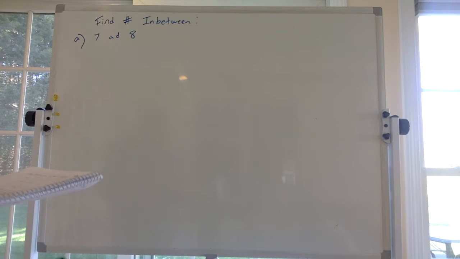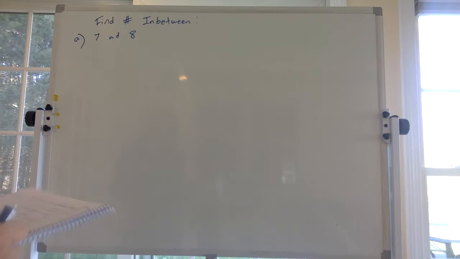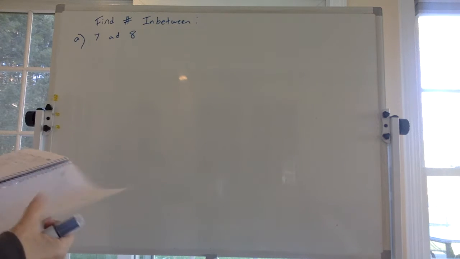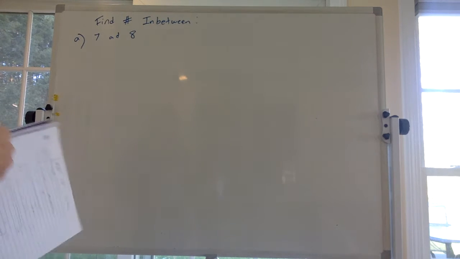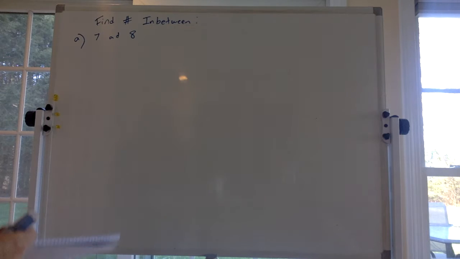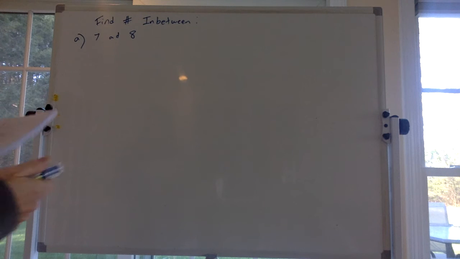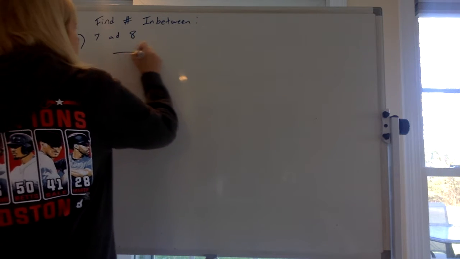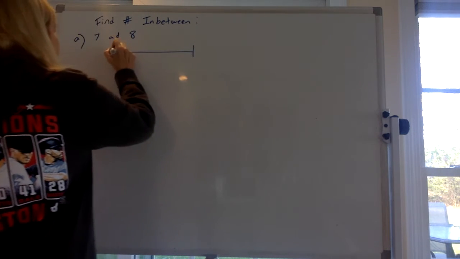Okay, everybody, in this video, we're going to use number lines in order to figure out numbers that are between two given numbers. So, for instance, we want to find a number that's in between 7 and 8. It might be easy for you off the top of your head, but what I want you to do is draw a number line with two big tick marks on the ends.